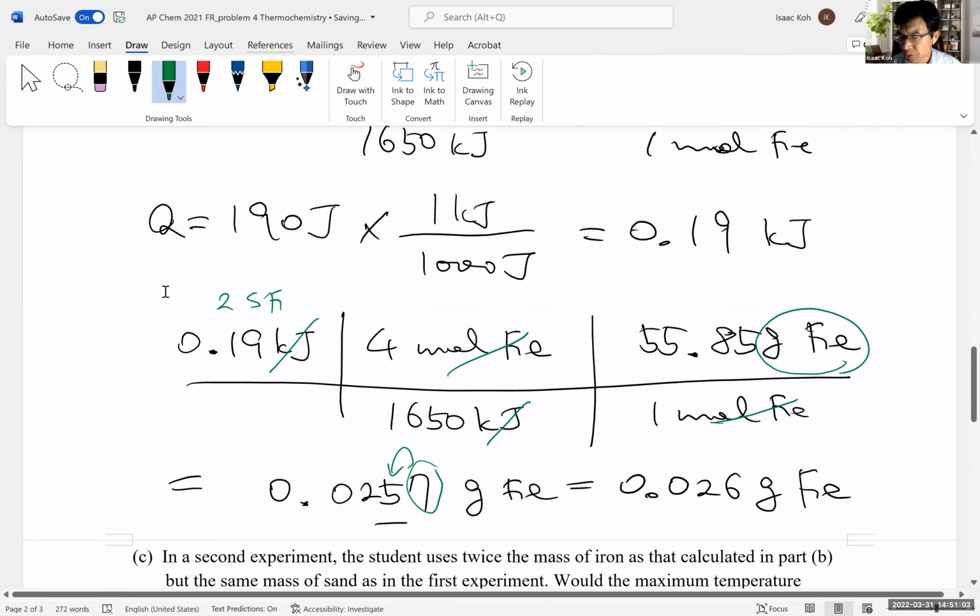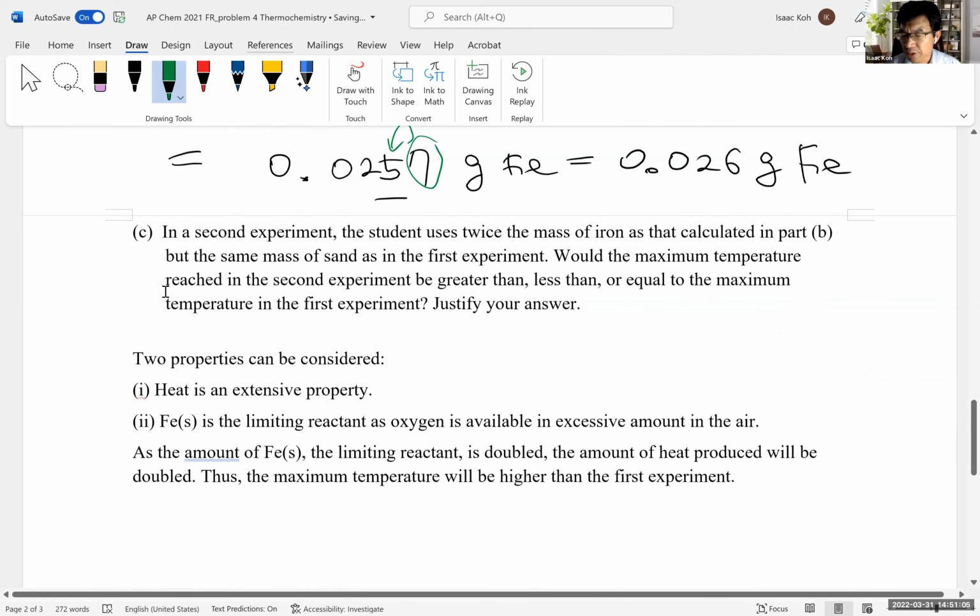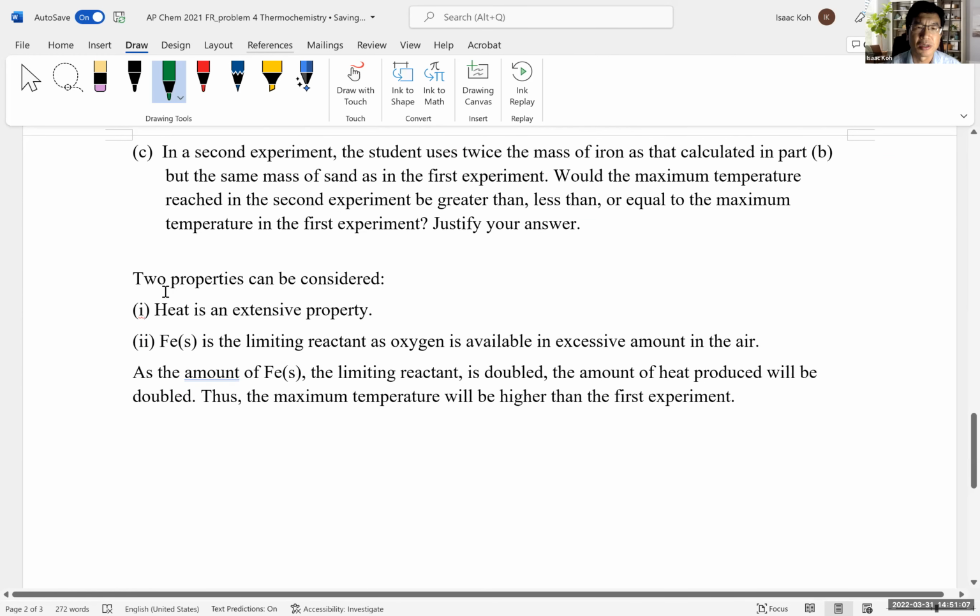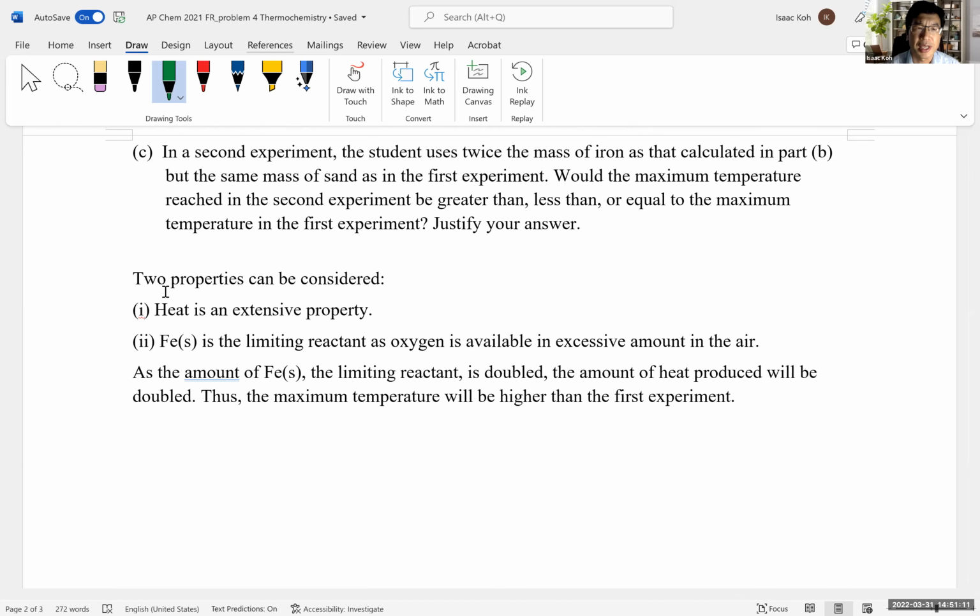Now let's move on to part C. In a second experiment, the student uses twice the mass of iron as that calculated in part B, but the same mass of sand as in the first experiment. Would the maximum temperature reached in the second experiment be greater than, less than, or equal to the maximum temperature in the first experiment? Justify your answer.